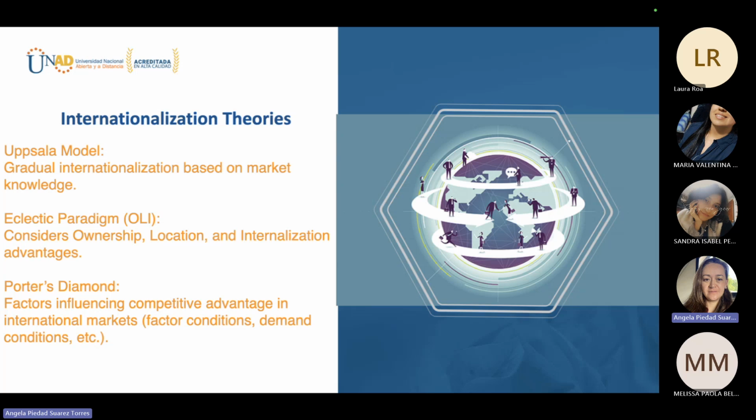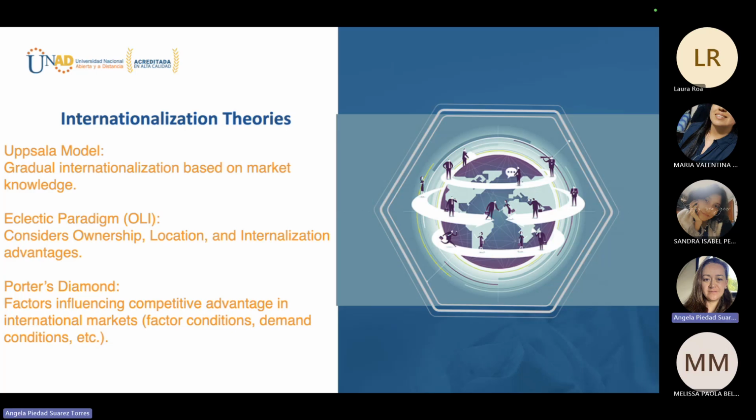We also have some internationalization theories, and through the activities, you studied one of them, which was the Uppsala model. The Uppsala model is a theory that explains how firms increase their process of internationalization. It was developed by the Swedish researchers Johanson and Wiedersheim-Paul in the 1970s, and it explains how firms gradually increase their internationalization involvement. It suggests that companies often start with limited internationalization and progressively expand their operations as they gain experience and knowledge.